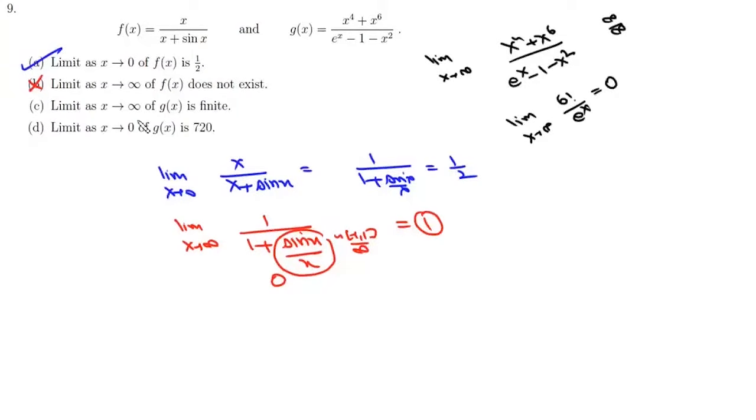So this limit as x tends to infinity, g(x) is finite. So this option C is also correct. Now we look at option D, limit x tends to 0, g(x). Now we use L'Hopital's rule in this. We can write limit x tends to 0, (4x^3 + 6x^5) over (e^x - 2x). Now this limit is 0. So this option D is incorrect. So the correct options are A and C.